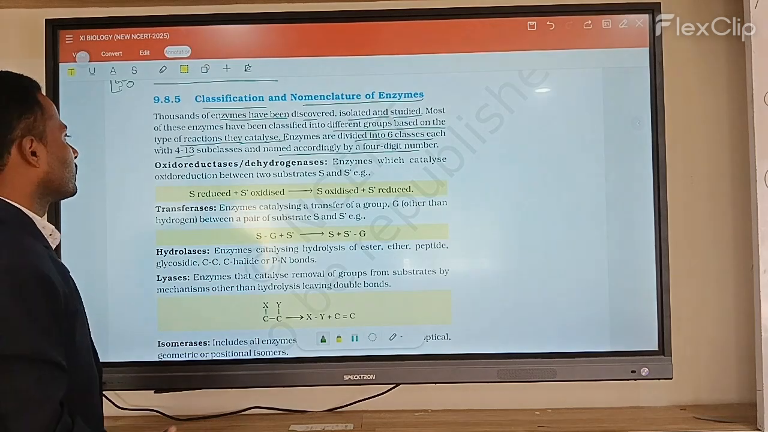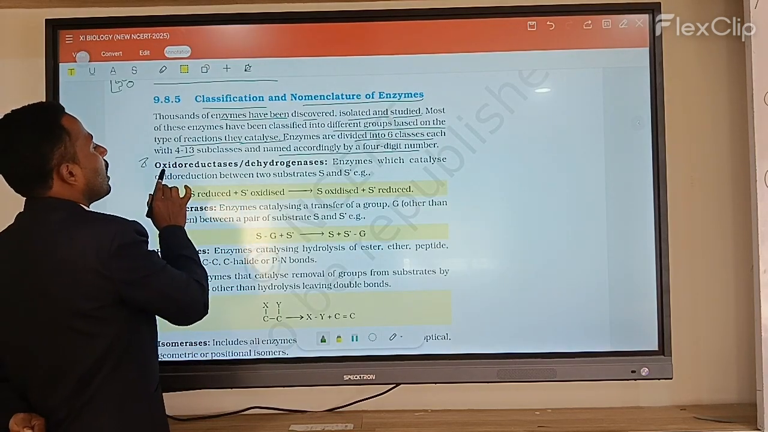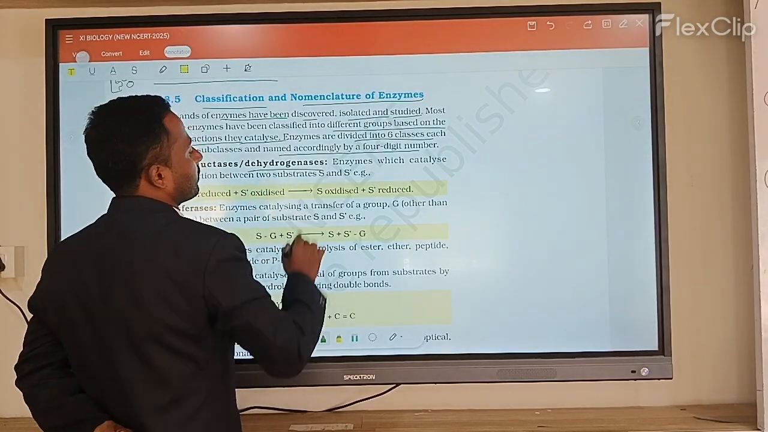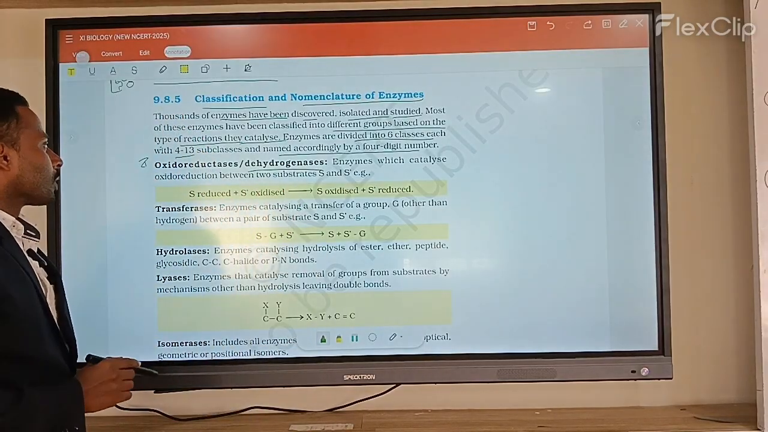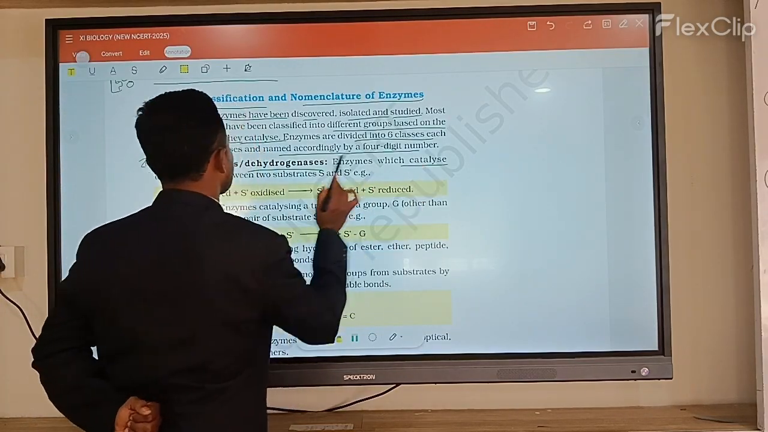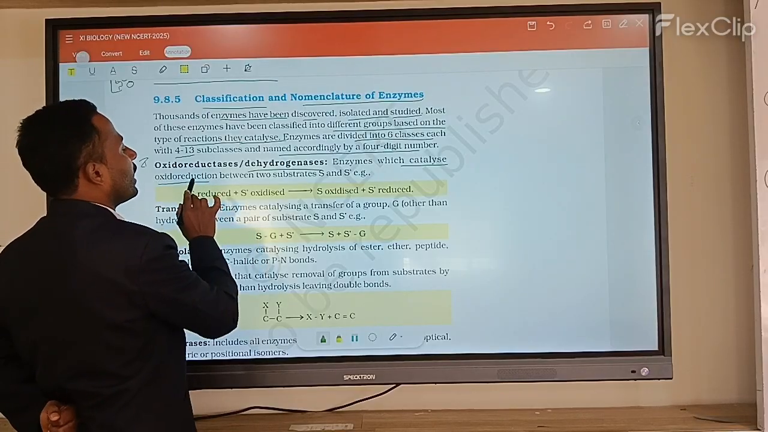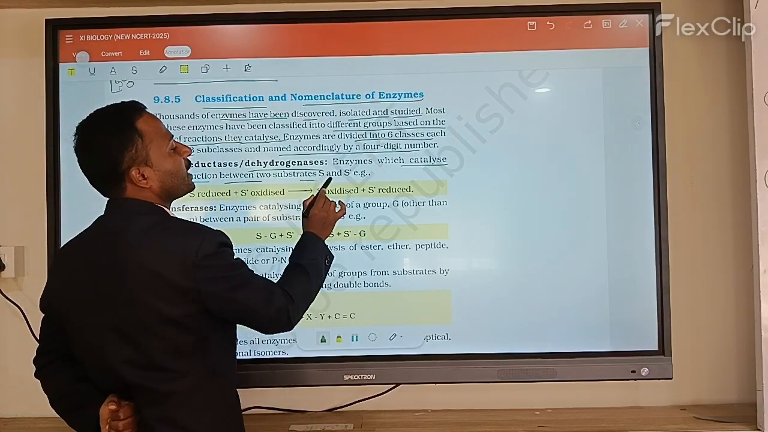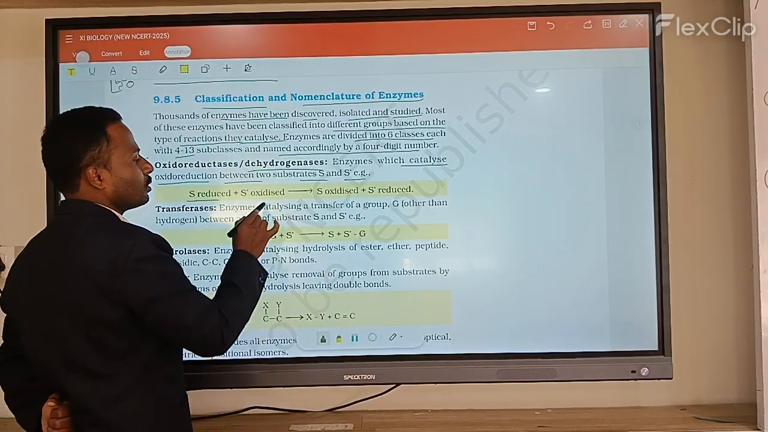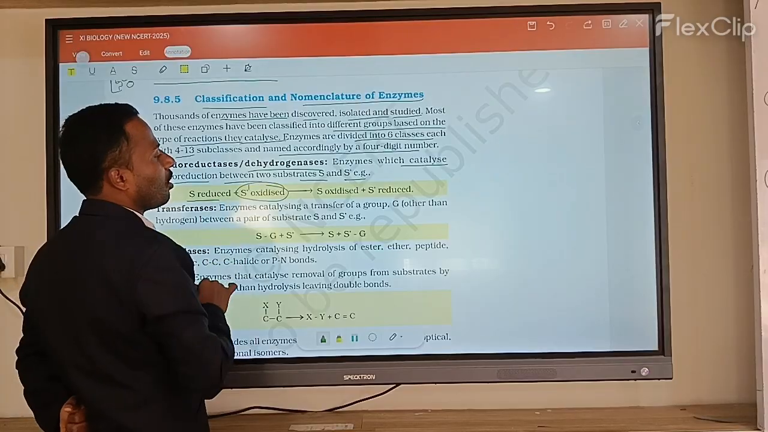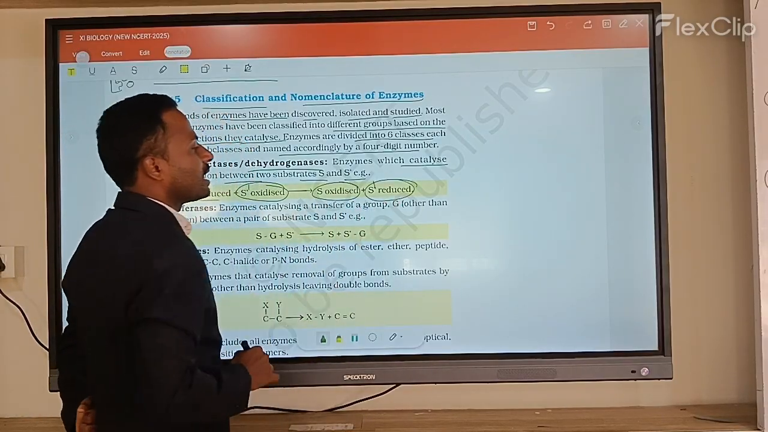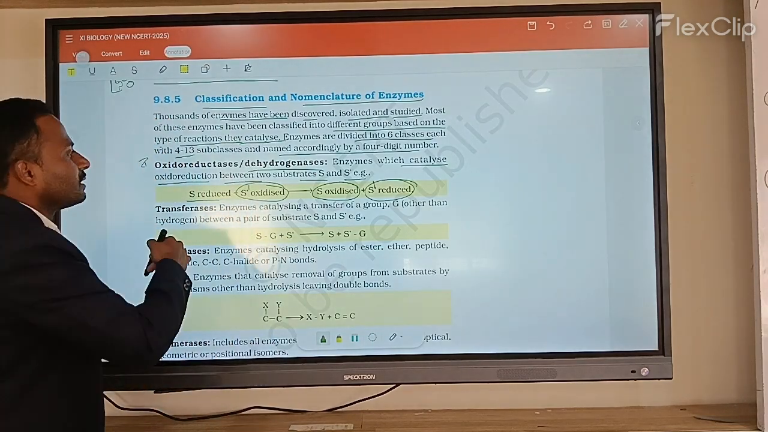The first one is oxidoreductase, or dehydrogenase enzyme. This enzyme catalyzes oxidation and reduction between two substrates, S and S dash. For example, here S is oxidized and S dash is reduced. So they completely change.